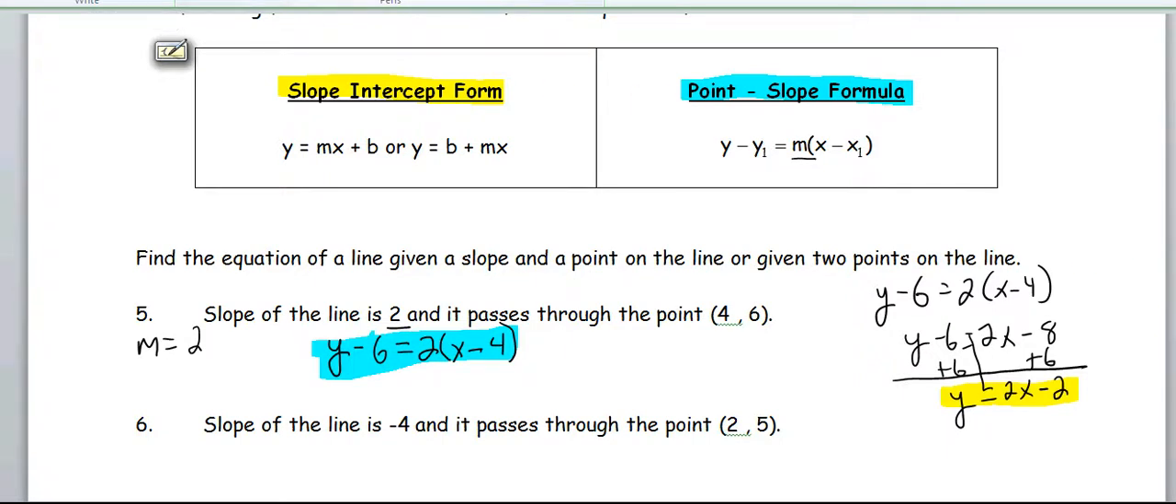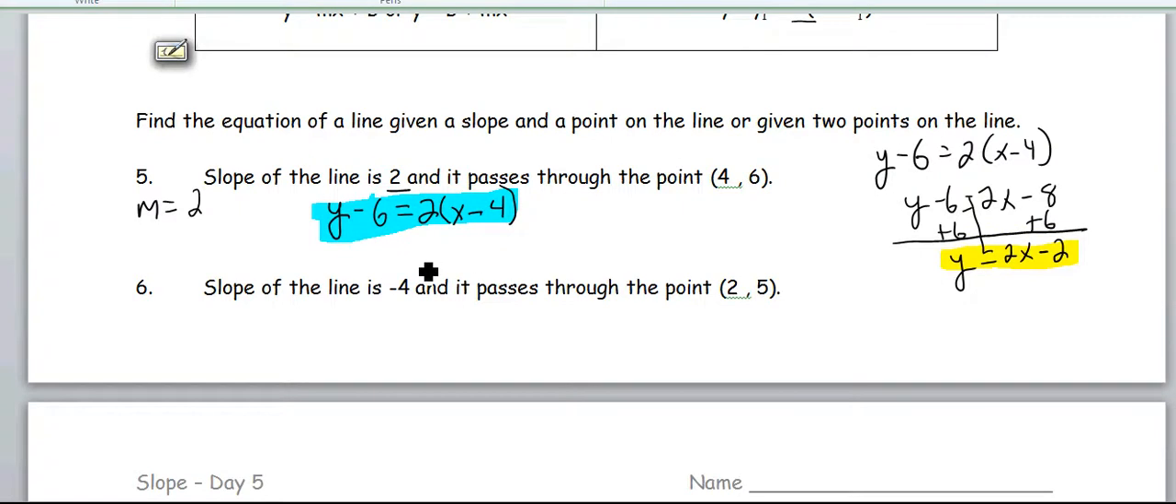Let me show you that again. Let's do number 6. My slope is negative 4. My point is 2, 5. So I can do my y minus the y value, 5, equals my slope times x minus the x value there. Okay? Now that's the point slope form.